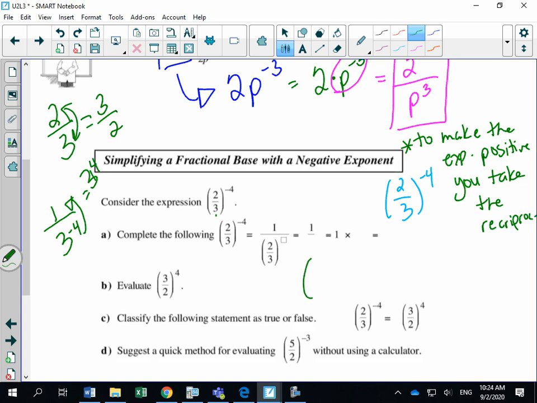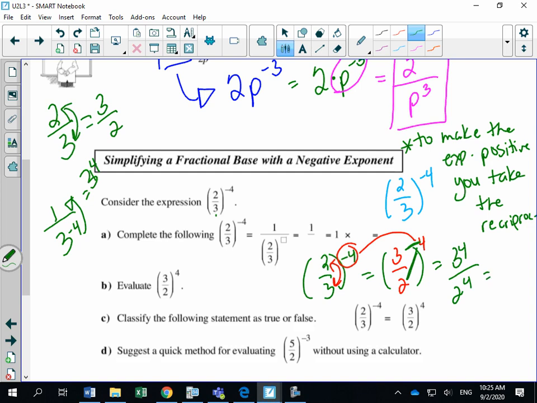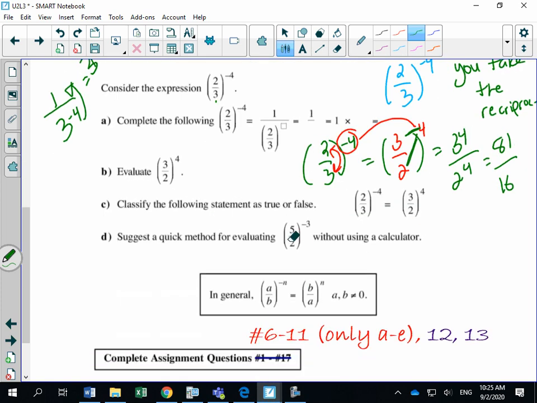So if I give you 2 over 3 to the negative 4, and it's a fraction, we're going to do this for fractions. To go from a negative 4 to a positive 4, you take the reciprocal of the fraction, and that would be 3 over 2. From here, that 4 applies to the 3, and it applies to the 2. So 3 to the 4 over 2 to the 4. And then you would say 3 to the power of 4 is 81, and 2 to the power of 4 is 16.